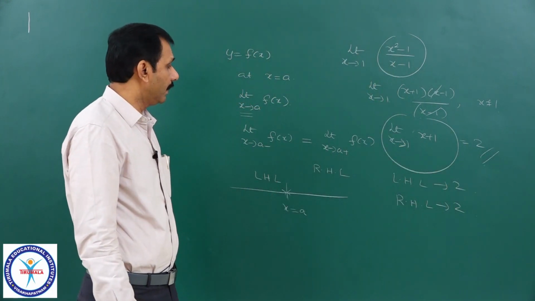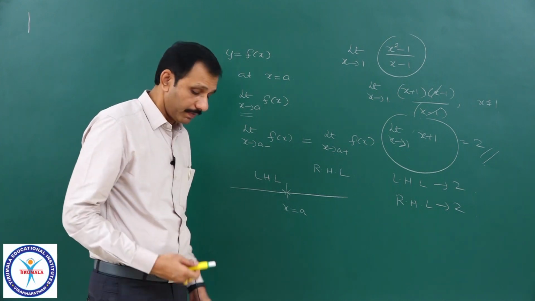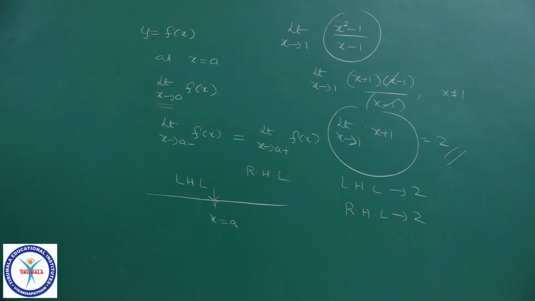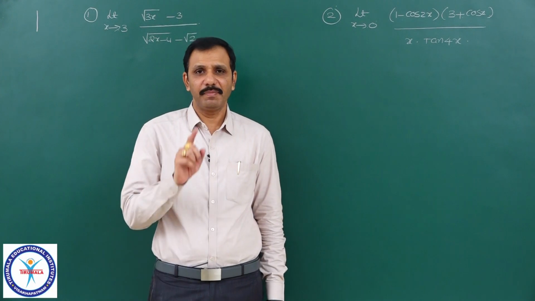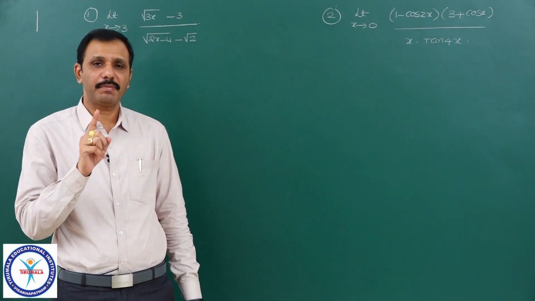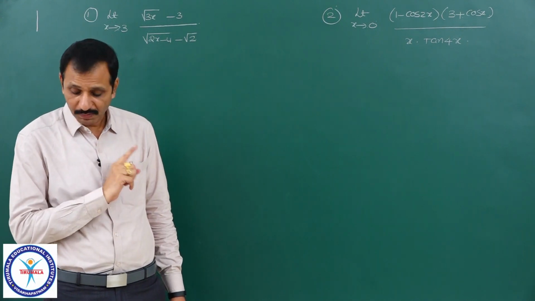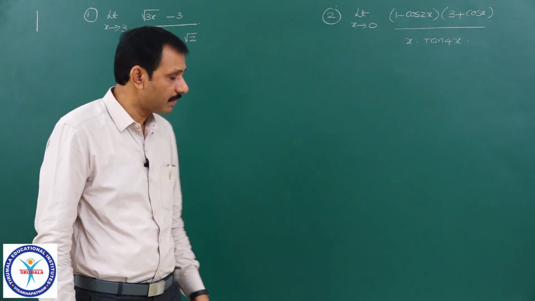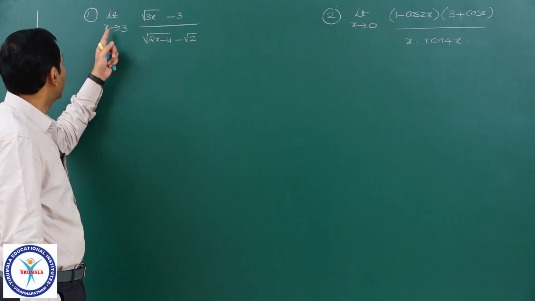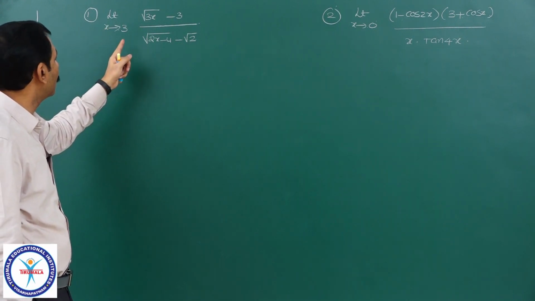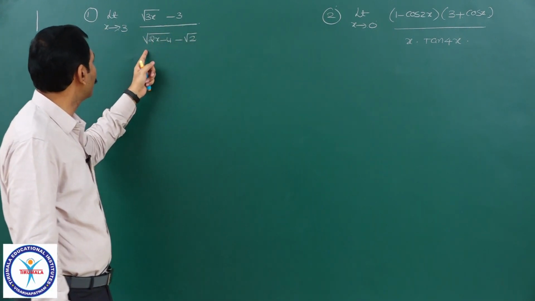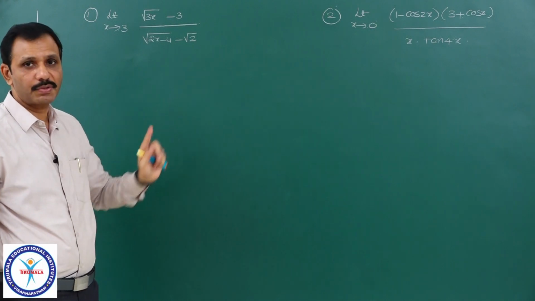So, we will see problems one by one. First, we will look at all the problems which were asked in previous papers. One by one we will see. Observe this. Limit x tends to 3 of root 3x minus 3 by root of 2x minus 4 minus root 2.